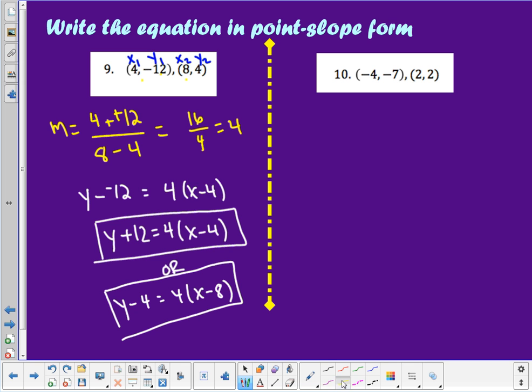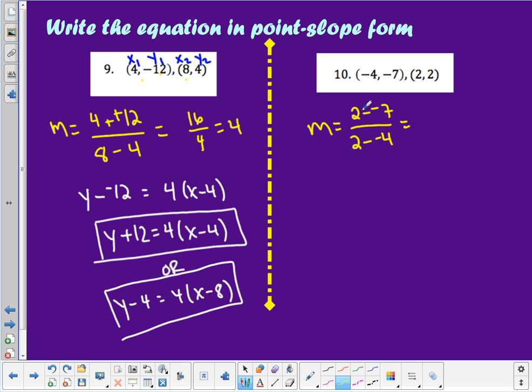Okay, so let's talk about number 10. We're given 2 points again. So the only thing I can do with 2 points is find the slope. That's the only thing I can do. So the first thing I'm going to do is find the slope. So I am again going to take my second y value minus my first. So 2 minus negative 7. And then on the bottom, 2 minus negative 4.